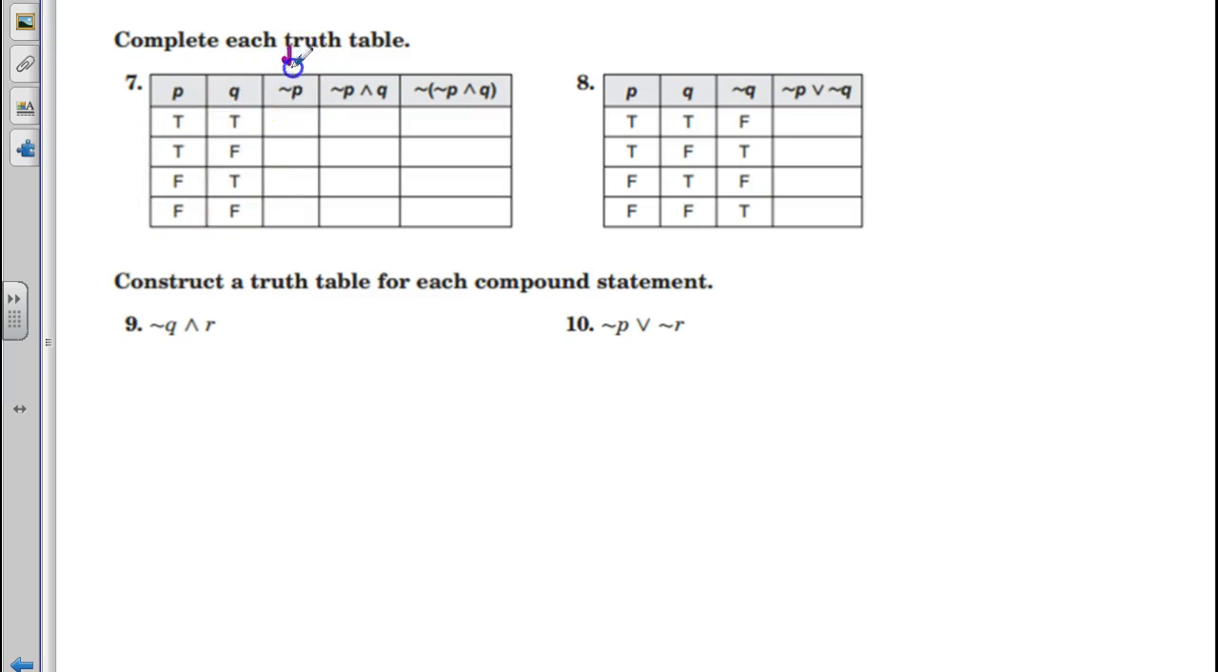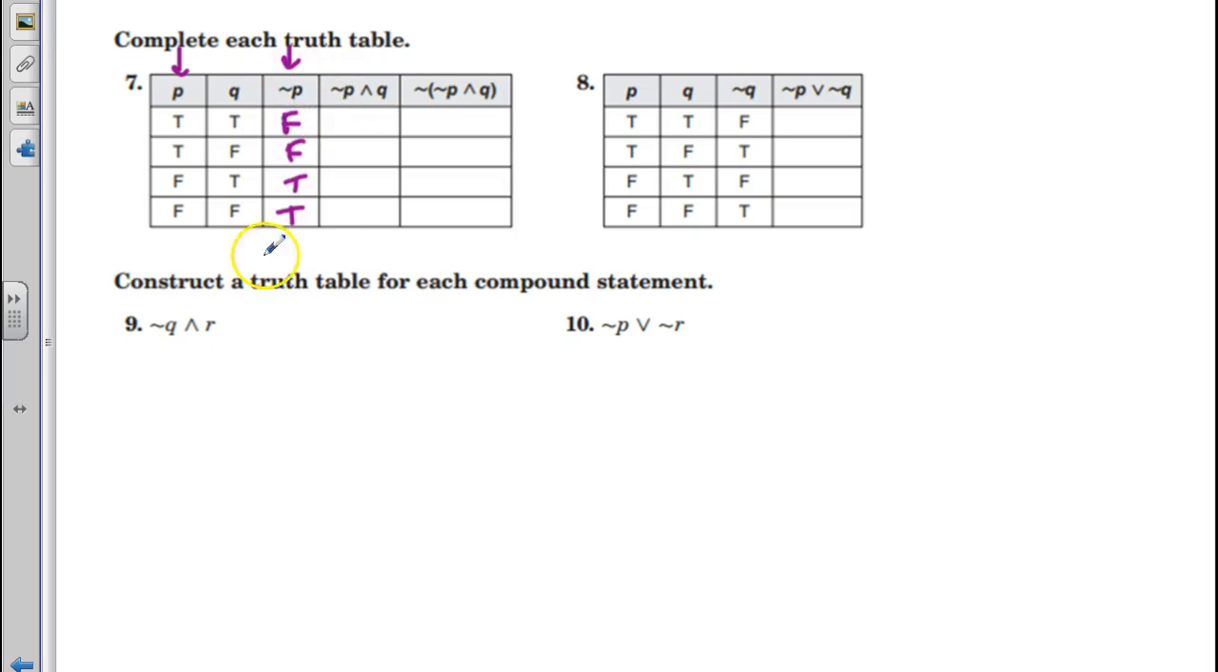Remember what this means, not P. So I want the opposite of this column. If it's true, then not P is false. Not true, false. Just looking down the column of the P truth values. Not false is true. Not false is true.